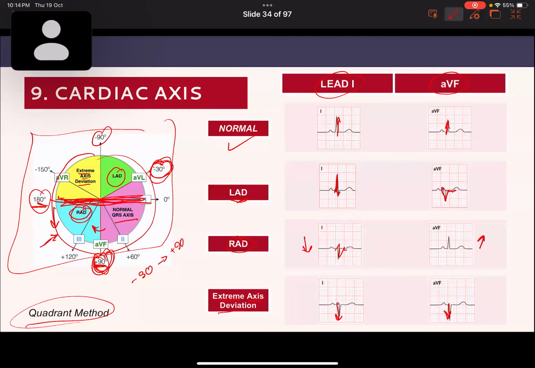Yeah, you have to look at both lead 1 and AVF. But for this trick to work, you just look at lead 1. Okay, thank you. Yeah, thank you so much.